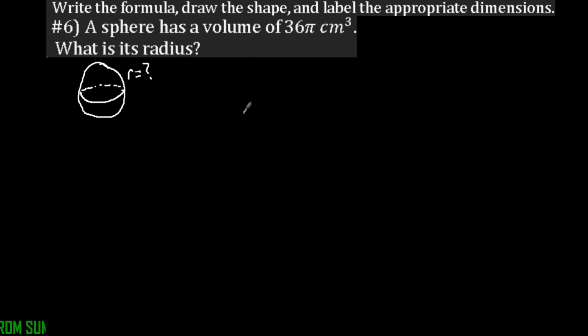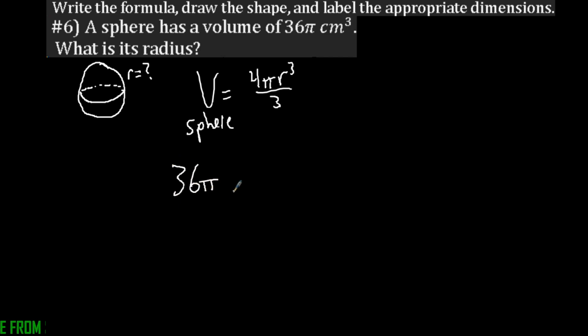Okay, so still have your formula first. So we're going to say the volume of this sphere is equal to 4 times pi times radius cubed over 3. So plug in what we have. We don't know what r is, but we can say we have 36 pi equals 4 pi r cubed over 3.